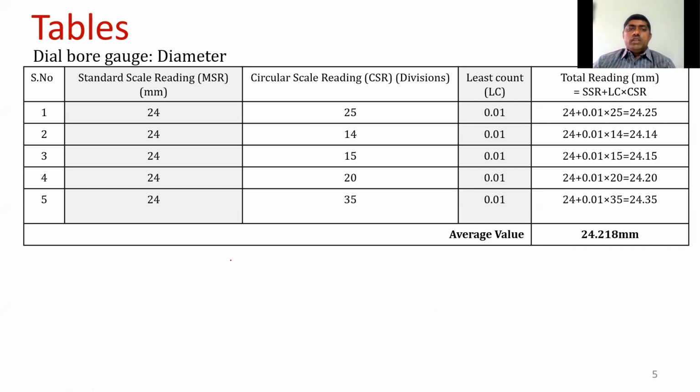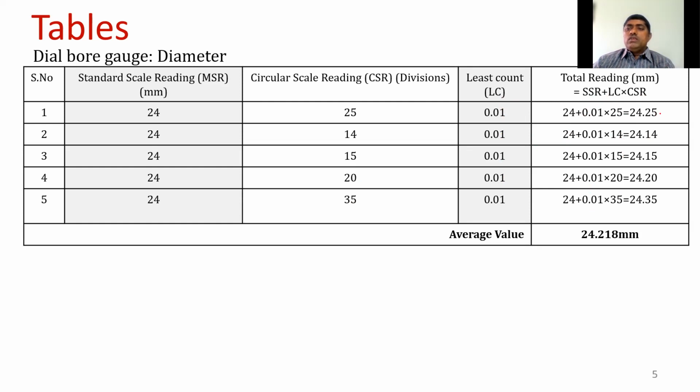Now we will note down the readings. The standard scale reading is 24 for all five cases, and the circular scale readings we observed are 25 for the first position, 14 for the second, 15 for the third, 20 for the fourth, and 35 for the fifth. The least count of this instrument is 0.01 for all the cases.